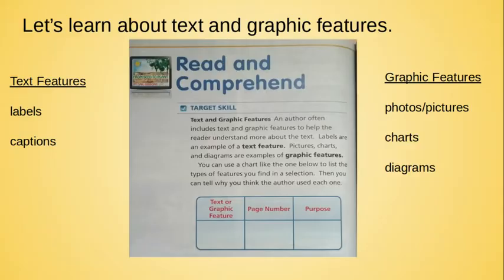You can use a chart like the one below to list the types of features you find in a selection or a book. Then you can tell why you think the author used each one.